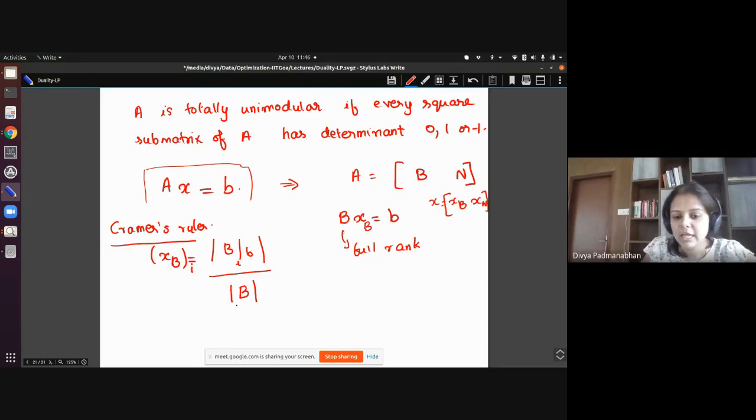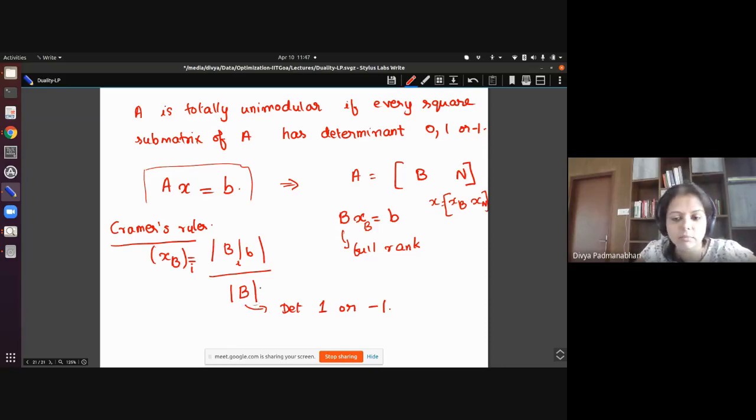Now, what is going to happen is this is a square submatrix of A. And so this is going to have determinant either 0, 1, or -1. But in particular, we assume that this was full rank, so it cannot have a determinant of 0. So the only way is this has a determinant of 1 or -1. So any square submatrix you take of A is going to have this, provided A is totally unimodular. So that's what this means.